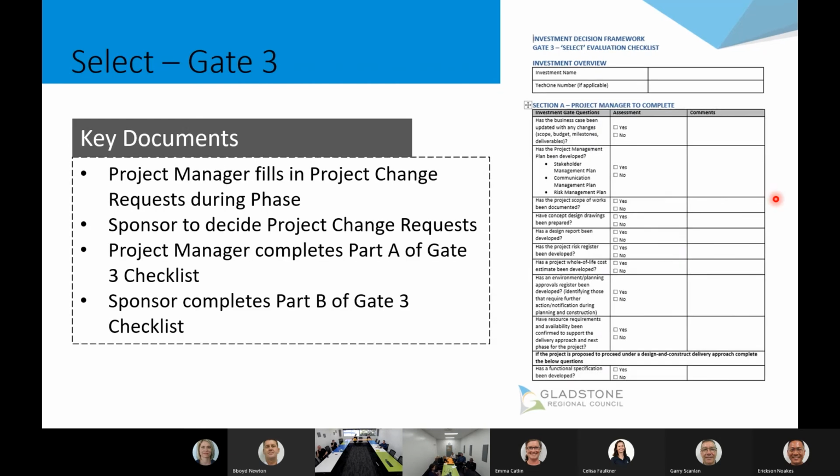So, from a decision-making side, and I know there's a whole lot more detail behind this as well, but focusing on the decision-making, we move into the select phase.